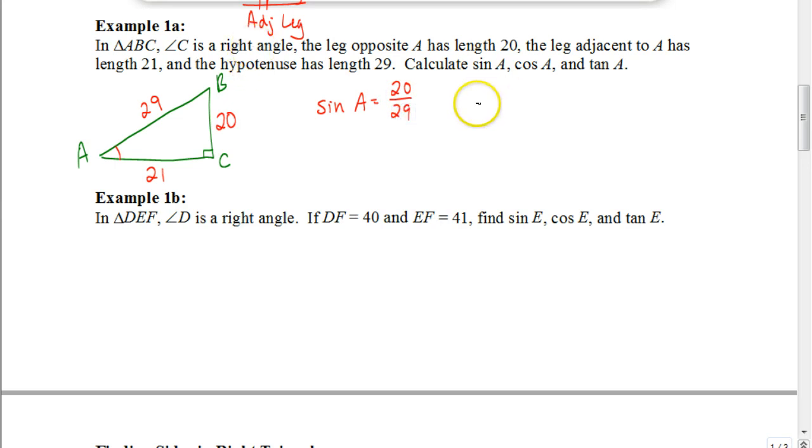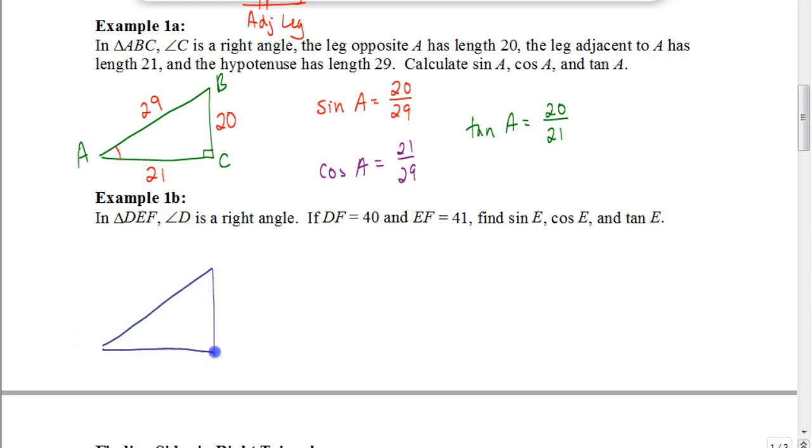The cosine of the angle is equal to the adjacent over the hypotenuse. So this would be 21 over 29. And lastly, the tangent of the angle is the opposite over the adjacent. So in this case, the opposite leg is 20 and the adjacent leg is 21. So this would be the sine, cosine, and tangent of angle A.